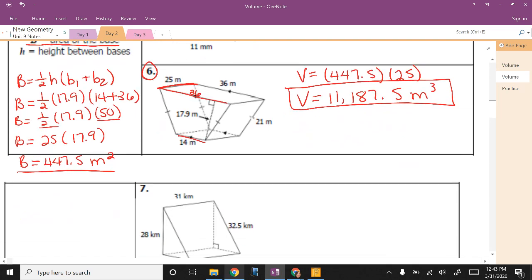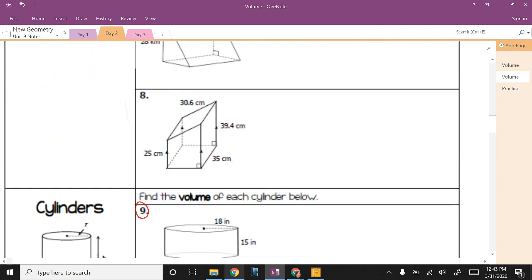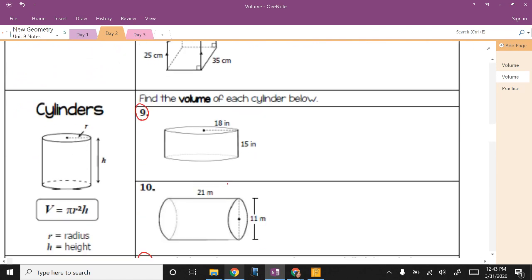All right, let's skip to cylinders. So now we're going to be on page 7. And we're going to skip down to cylinders and look at problem number 9 in our packet. Page 7, problem number 9. So the volume of a cylinder, remember the volume is how much the container will hold. So if you think about this of like a can of vegetables or a can of Coke or something like that, the volume is how much that cylinder will hold.